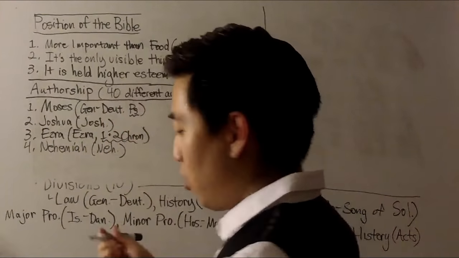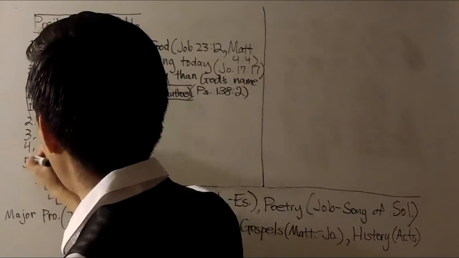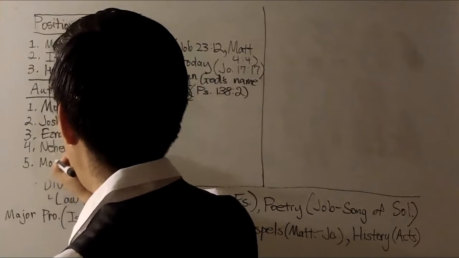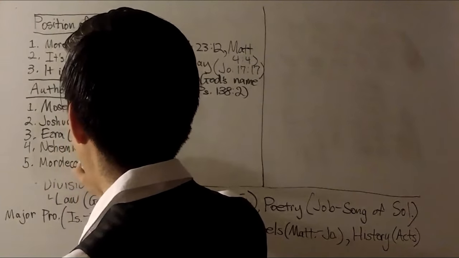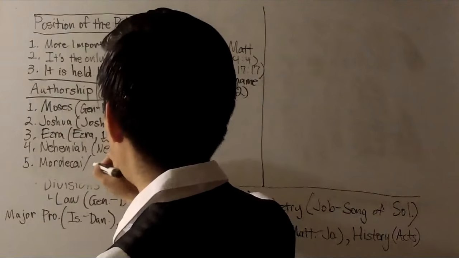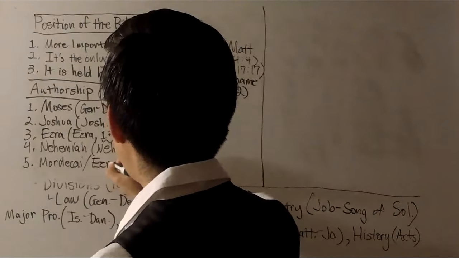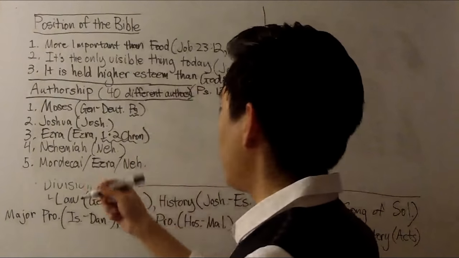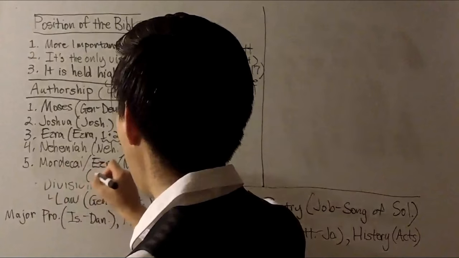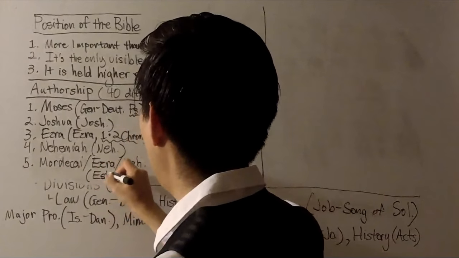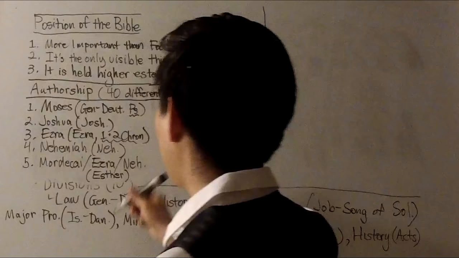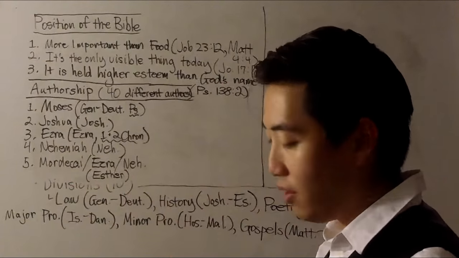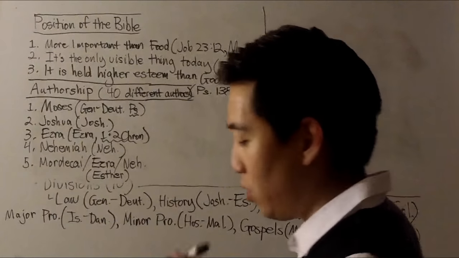The fifth author is, now this one is going to be tricky. It's either going to be Mordecai, or it's either going to be Ezra, or it's either going to be Nehemiah. These are the authors, perhaps, of the book of Esther. We don't know really who wrote the book of Esther, but we can guess from these three people that one of these three people probably wrote the book of Esther.